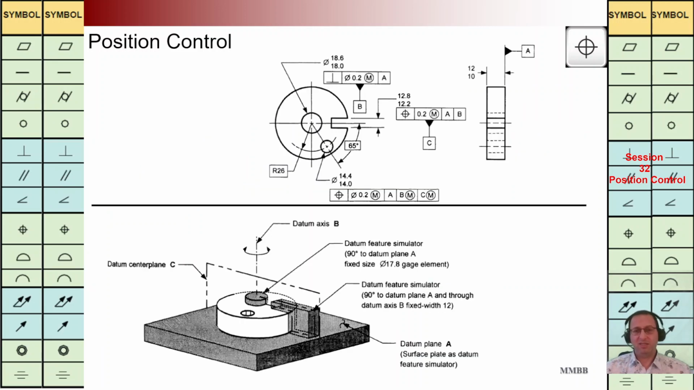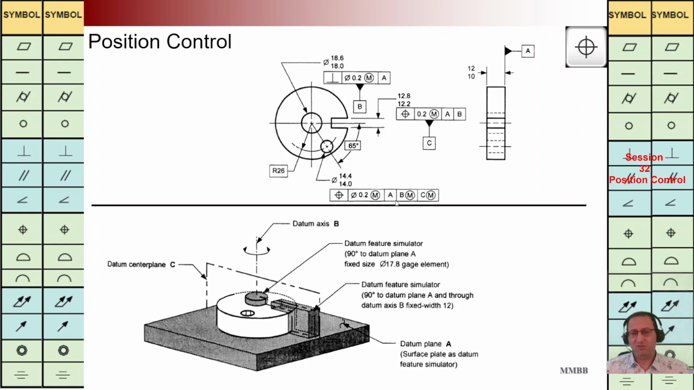Let's see the last example for today. Here, we are going to control the center of this small hole back to ABC. I would like to talk about the gauge. What should be the size of gauge?